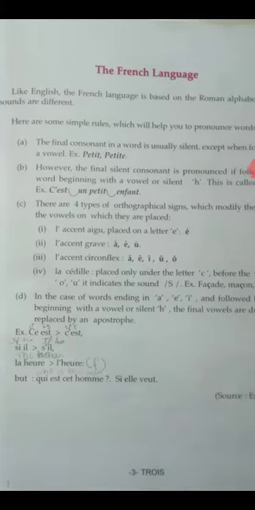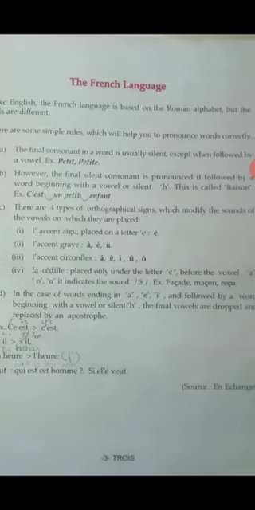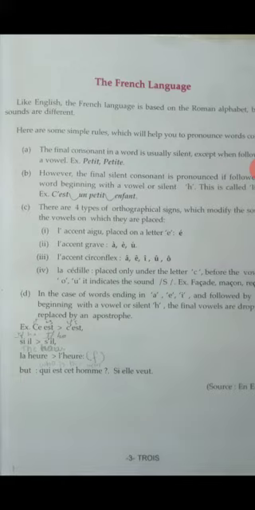Then in the case of words followed by a, e, i, o, u or a silent h, the final vowels are dropped and replaced by an apostrophe. For example, se plus a will become s'a. What they're saying is, when your last word ends with a vowel and the next word starts with a vowel, you have to drop the vowel of the first word, or the previous word. After dropping the vowel, you got to put an apostrophe.